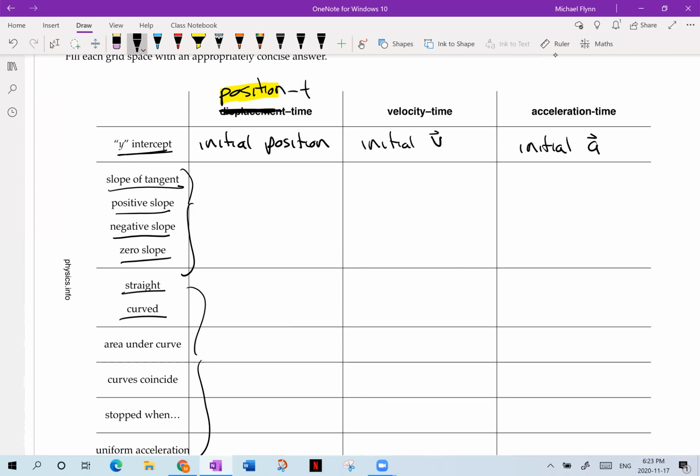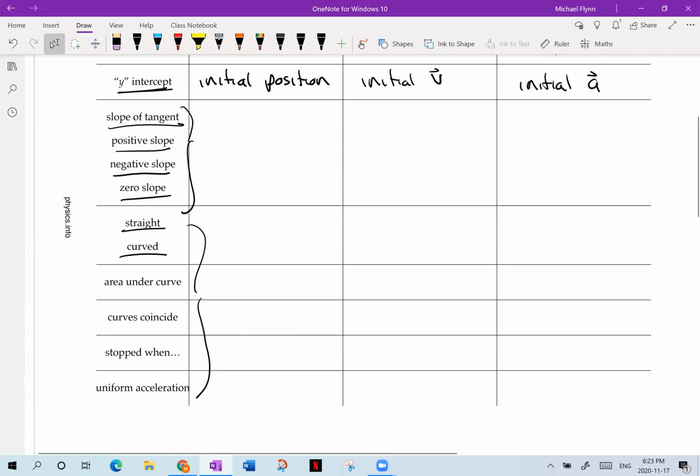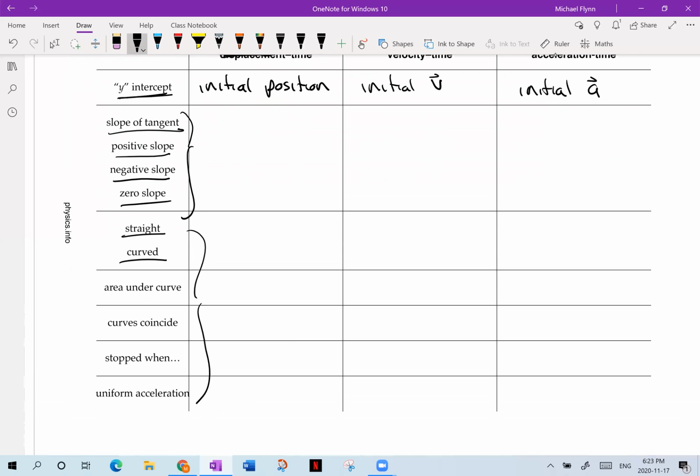Remember, a straight line on a position time graph just means it's a uniform velocity, and a curved line means it's a changing velocity or non-uniform velocity. In other words, the slope is changing on a curved line, and slope is velocity, right? All right, some of them have no meaning, like this one here, area under a position time graph has no meaning, so you can leave that one blank, okay?